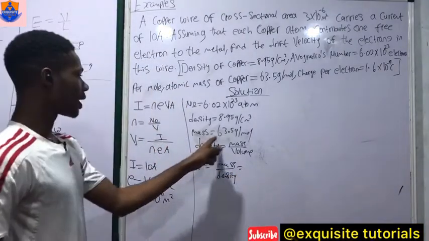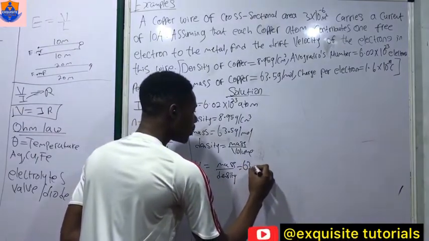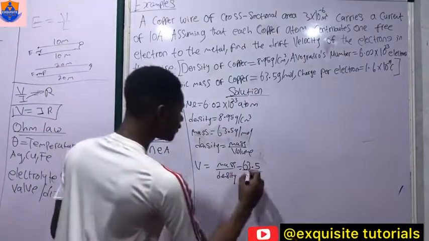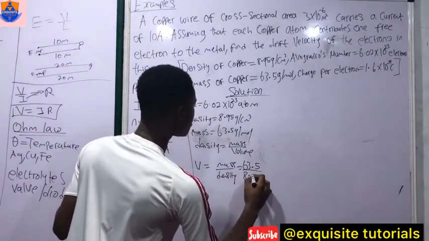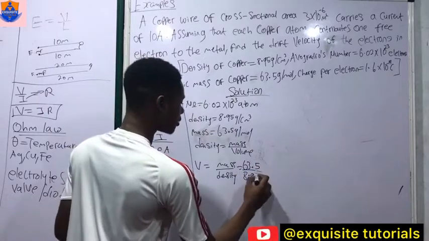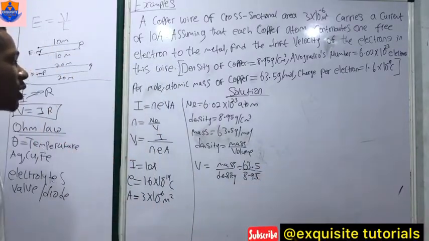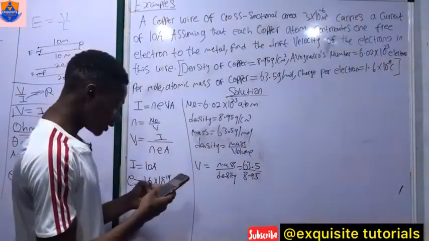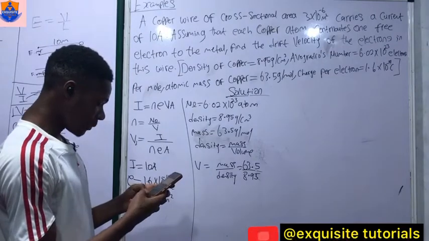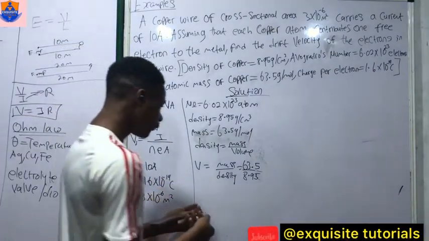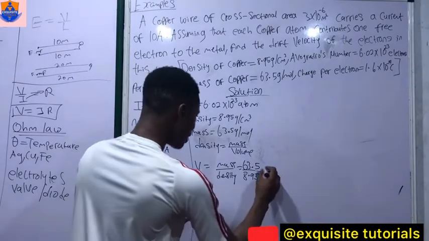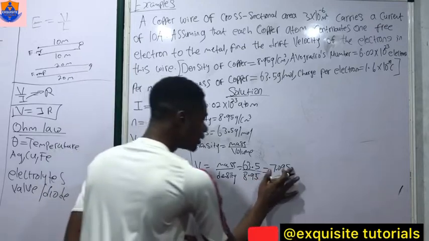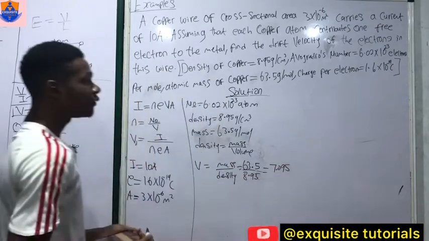The mass is given as 63.5 divided by the density. The density is given as 8.95 gram per cm cube. Okay, 63.5 divided by 8.95 gram per cm cube. Now, let's divide these two: 63.5 divided by 8.95, and that will give us a value of 7.095 approximately to 3 decimal places. Okay, this is the volume to 3 decimal places.